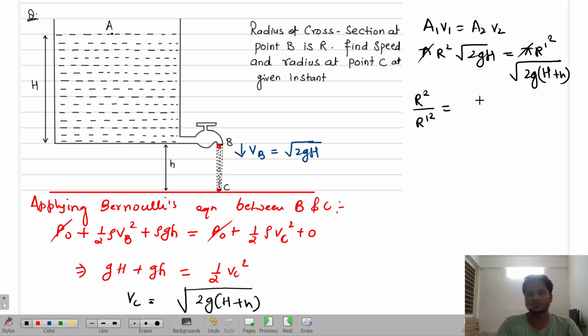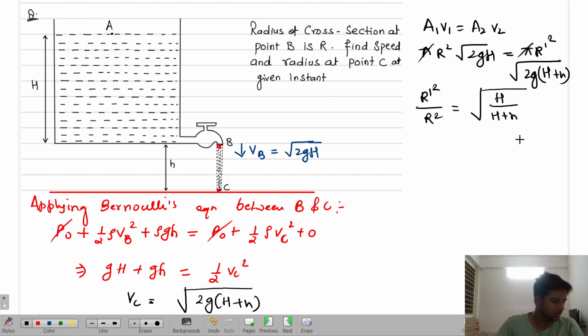into V1, into V2. Let's do it like this: R dash square by capital R square is equal to root under twice g, cancel, h by capital H plus the small h, isn't it? This is what will come.